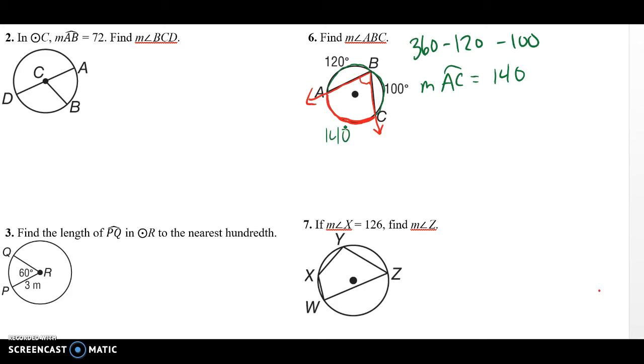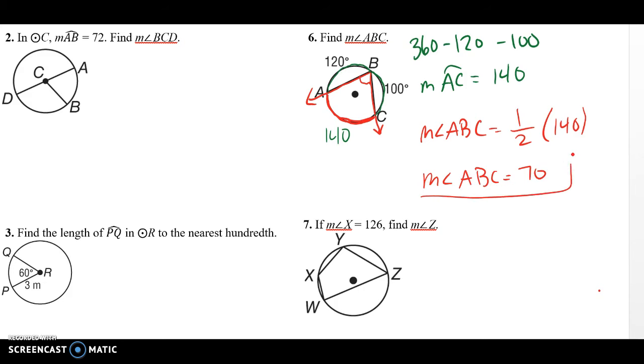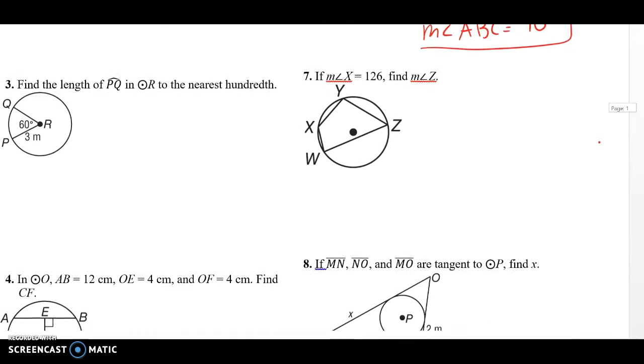We know that the measure of angle ABC will be equal to 1/2 times 140. So the measure of angle ABC is equal to 70. Alright. On to the next.